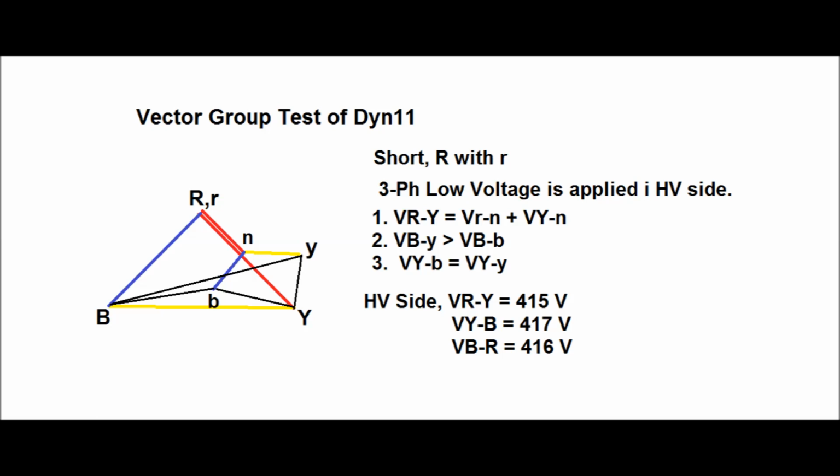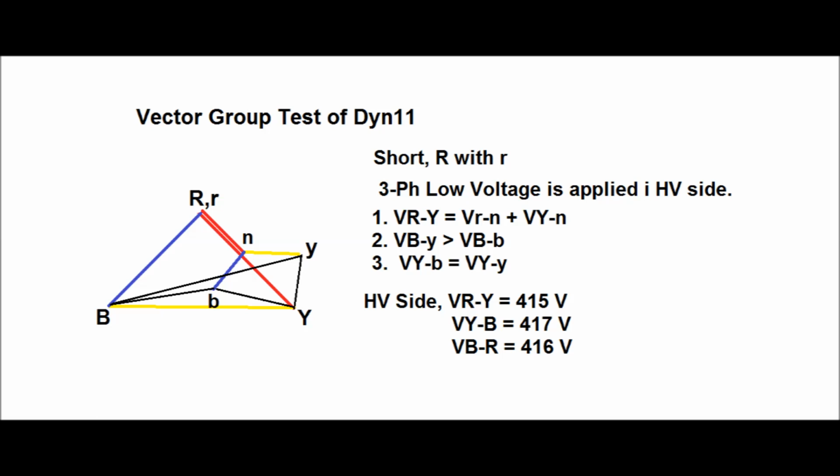Condition number 2 is that V capital BY, that is the voltage between the HV side blue phase and LV side yellow phase, must be greater than the voltage between the HV side blue phase and LV side blue phase. And condition number 3 is that the voltage between the HV side yellow phase and LV side blue phase must be equal to the voltage between the HV side yellow phase and LV side yellow phase, that is V capital YB is equal to V capital Y small y.